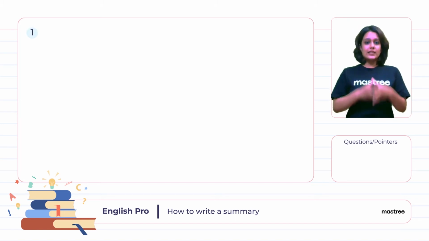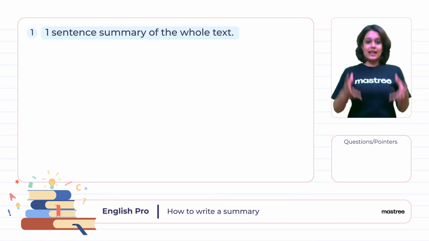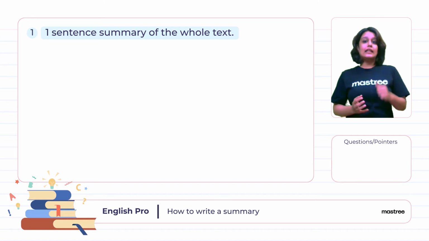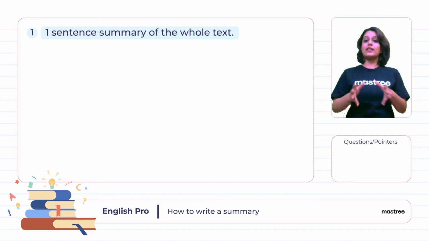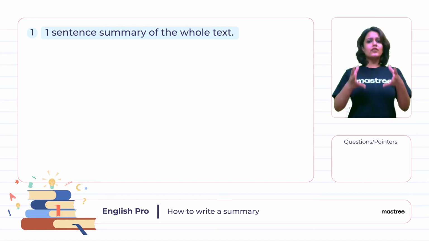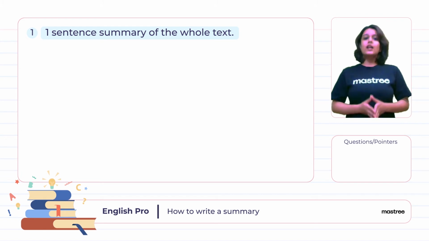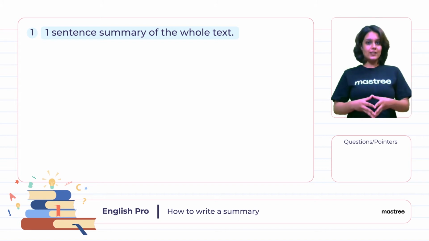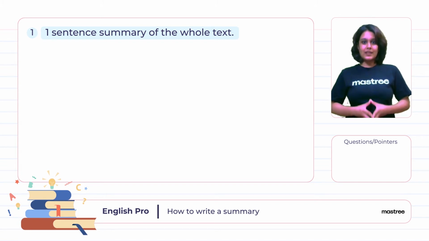The very first step would be writing a sentence that summarizes the entirety of the text. For example, let's take the story of the tortoise and the hare. A summary of the story would be something like, the story of the tortoise and the hare is a moral story about remaining steady in your efforts and not giving up.